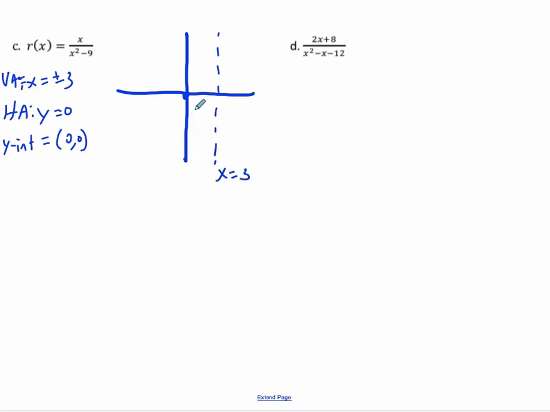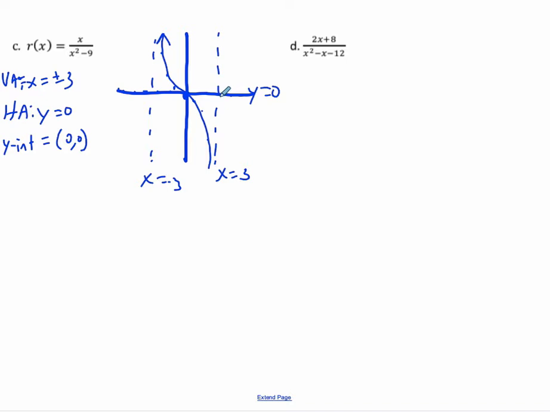x equals 3, x equals negative 3, y equals 0. When x is a number like 1, we're going to get 1 over negative 8, so negative 1/8. And over here we're going to get positive 1/8 when x is negative 1. And the numbers are going to go like this, I believe. So we have this shape.